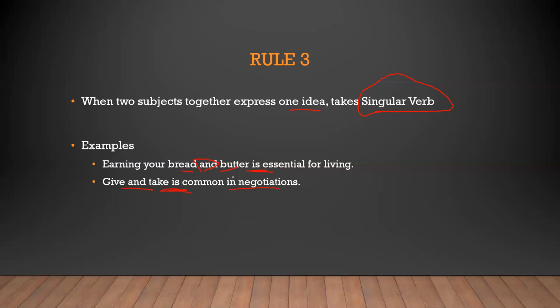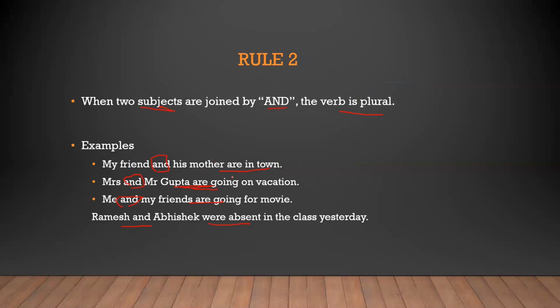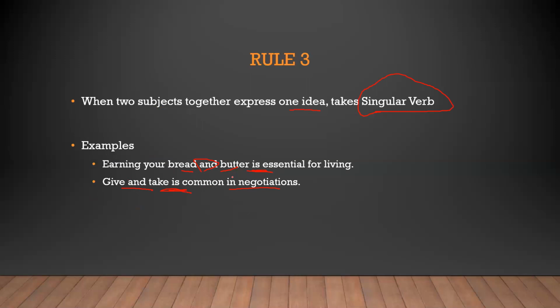So we don't have to get confused between this rule and the last rule. Here the two subjects are joined together by and, but in that particular rule, they are not giving us a one-unit idea. They are not conveying one idea. But in the third rule, they are expressing one idea together. So they are taking the singular verb.